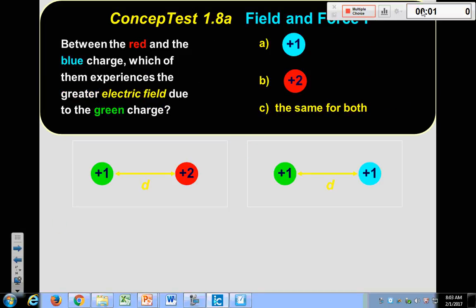Between the red and the blue charge, which of them experiences the greater electric field due to the green charge? This one or this one experiences a greater electric field due to this +1 green charge? Or is it the same for both?